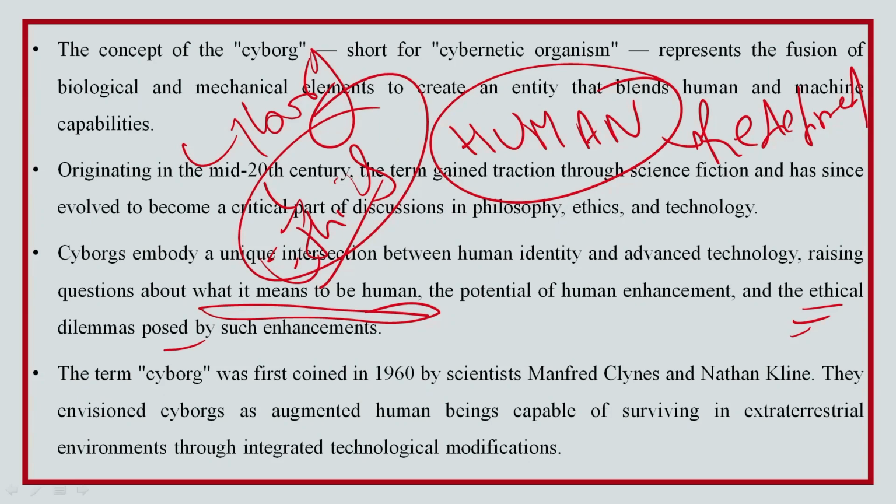All right. So, the term cyborg was first coined in 1960 by scientists Manfred Clynes and Nathan Kline. They envisioned cyborgs as augmented human beings capable of surviving in extraterrestrial environments through integrated technological modifications. So, the purpose of bringing machines into the body, into the human, was so that they can survive in an extraterrestrial environment, right? Technological modification will be done.